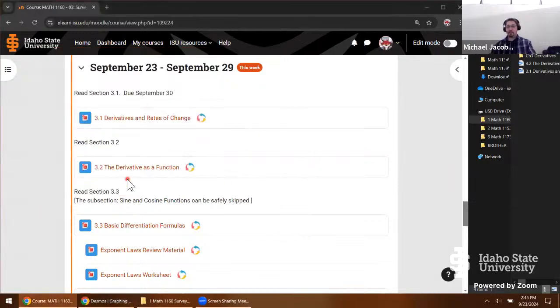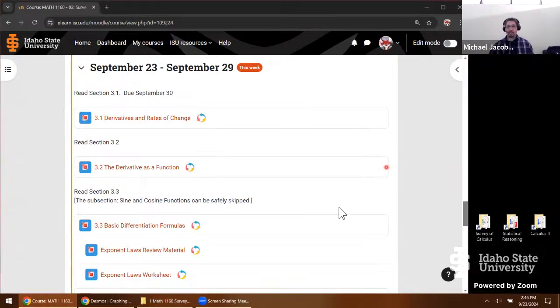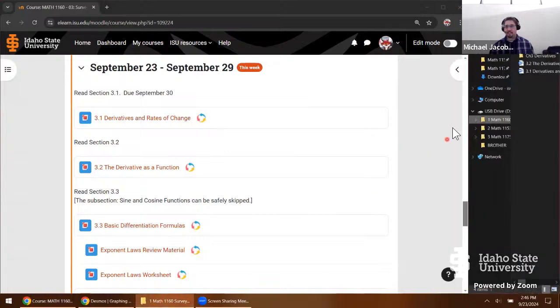Section 3.2, the derivative as a function. Think of it also as kind of a review section in a certain sense, but there is new information there. So let's be careful with what that is. And where did I go here? There it is.